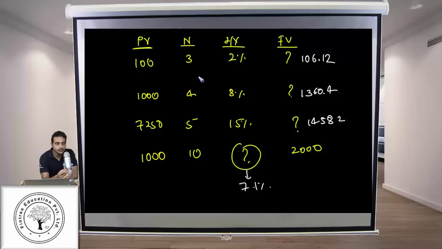Third one, second clear TVM, 7250 present value, 5 N, 15 IY, compute future value.